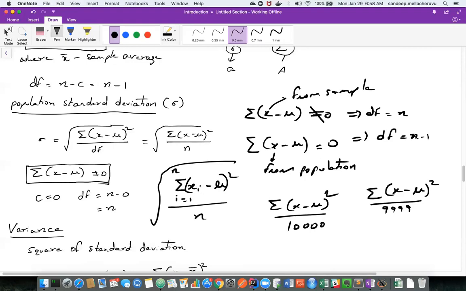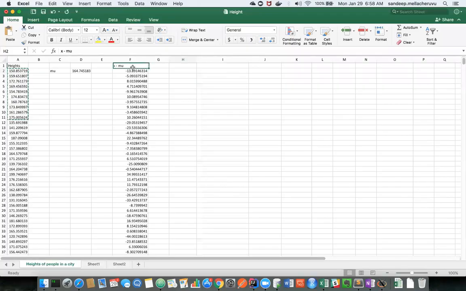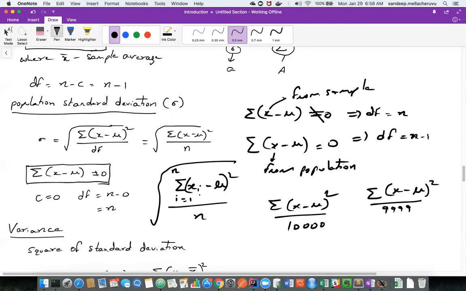What does i mean? Every data point you have to subtract from the mu. Subtract every data point from the mu. But what I am supposed to do is square each of them, then take an average. What does it mean? It is the average deviation from the center.